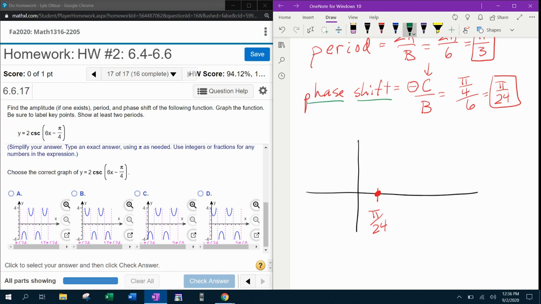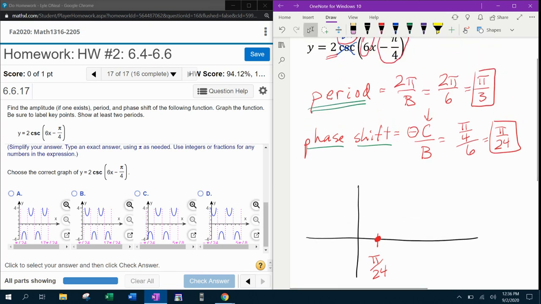Step number 3, wavelength, which is the period. And our period is pi over 3. That's the distance it's going to take to make one complete cycle. And then my question for you becomes, how many pi over 24s does it take to make pi over 3? Okay, let's think about this. How many pi over 24s does it take to make pi over 3? The reason I'm asking it that way is because I'm going to have to count by pi over 24s, because that's my spacing, to equal the period. And then that'll tell me how many hash marks to go, okay?